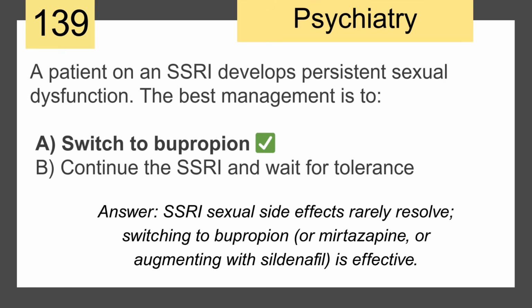Question 139, a patient on SSRI develops persistent sexual dysfunction, so switch to a non-SSRI. Or an SNRI, switch to bupropion, which has less sexual side effects. If it's the inability to retain an erection, you can go with sildenafil, Viagra.